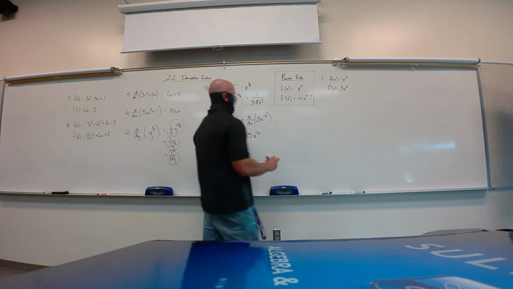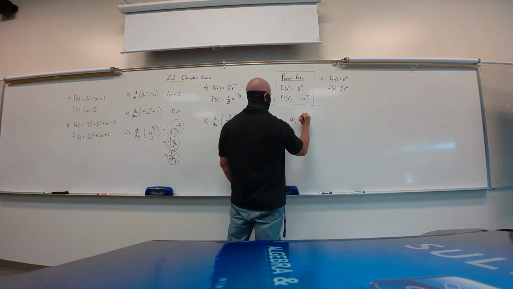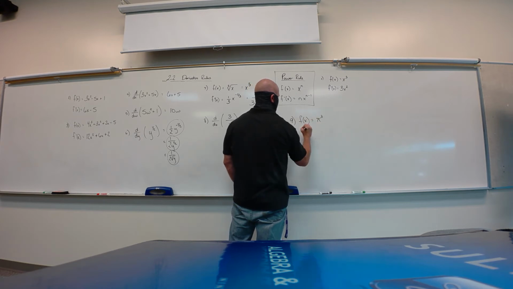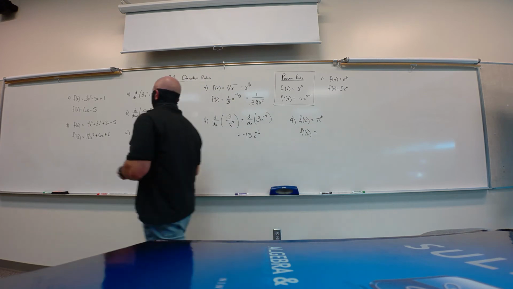Let's see, 9. F of x equals pi cubed. Find f prime of x.